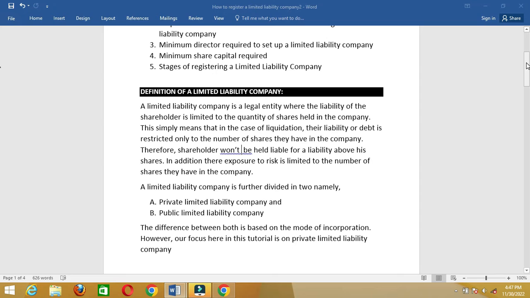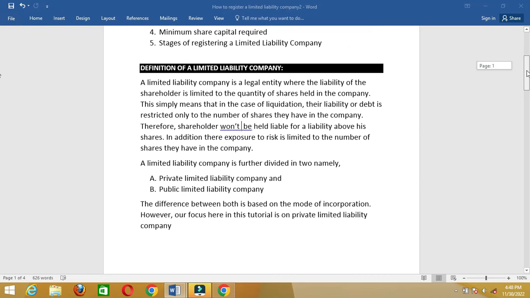You understand? So now, a limited liability company is subdivided into two. A limited liability company is further divided into two, namely, number one is the private limited liability company, and number two is the public limited liability company. But our focus in this video is on the private limited liability company and how to register a private limited liability company. Now let's quickly look at what a private limited liability company stands for.